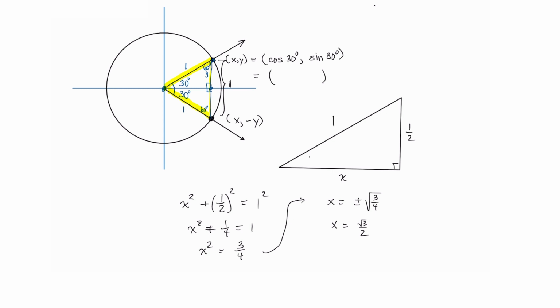So that means the x-coordinate of that point, in other words, the cosine of 30 degrees, is the square root of 3 over 2. And that automatically also means, since we already know that the y-coordinate is 1/2 a unit above the x-axis, that sine of 30 is 1/2. So that means we have cosine of 30 is root 3 over 2, sine of 30 is 1/2. So we're halfway there. So now how do we find these trig functions of 60 degrees?